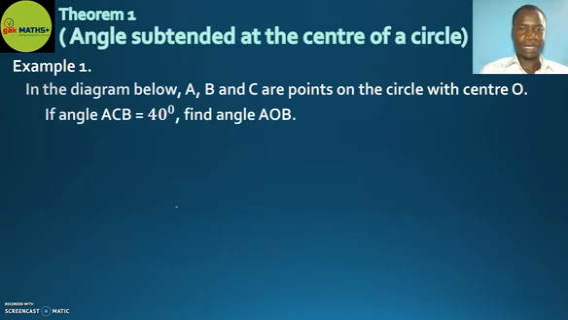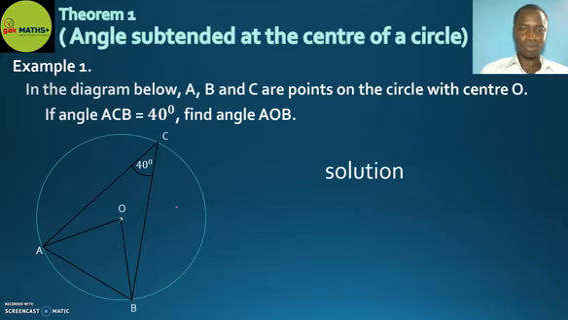Example 1. In the diagram below, A, B, and C are points on the circle with center O. If angle ACB is 40 degrees, find angle AOB. Now first of all, let's look at where angle AOB is subtended. If you observe the diagram drawn, you will realize that angle AOB is subtended here.